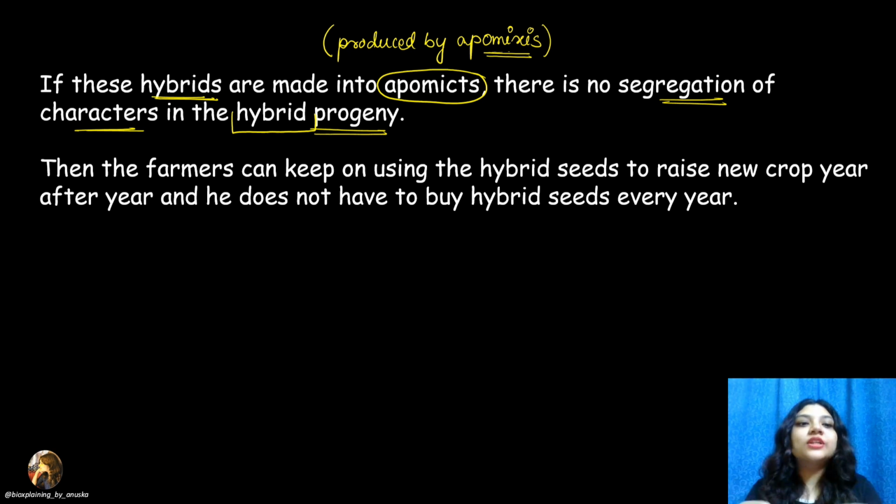So what will the farmers do every year? Now you use the hybrid seeds to raise a new crop. Every year you don't have to buy, right? Because you do not depend on sexual reproduction anymore. You create your fruits, your vegetables, whatever, with the help of apomixis, asexual reproduction, a type of parthenogenesis.